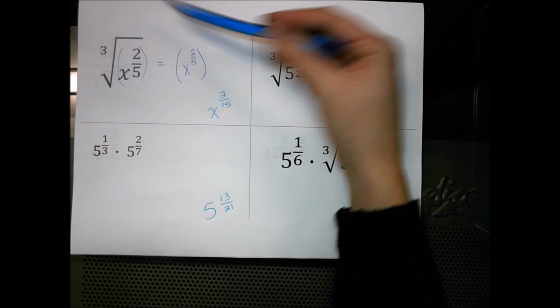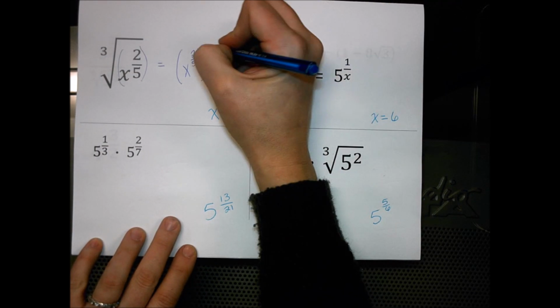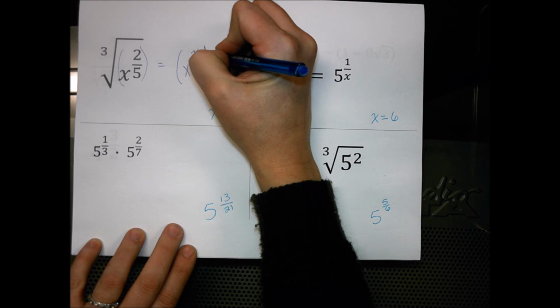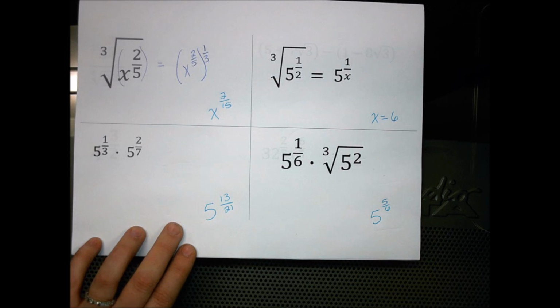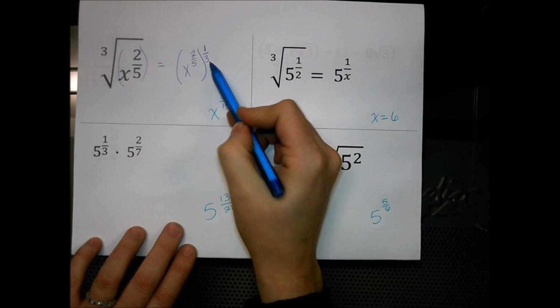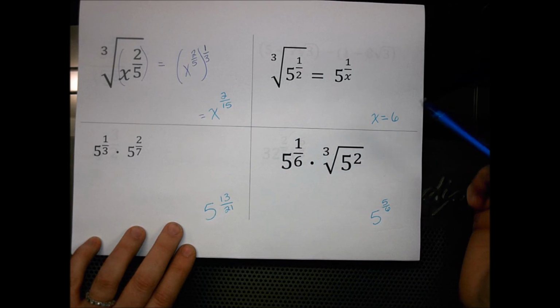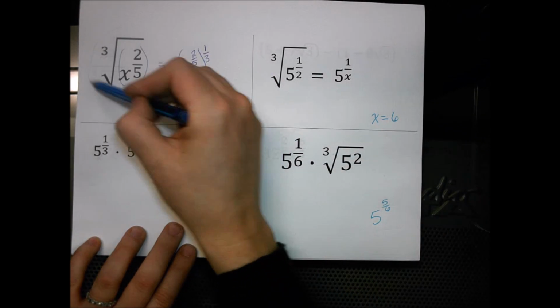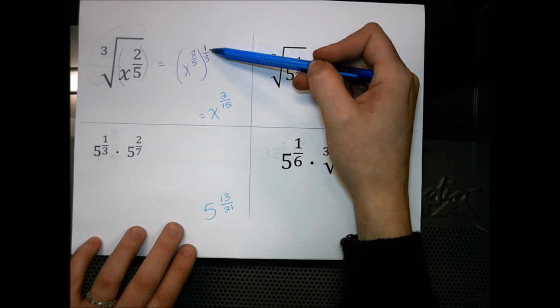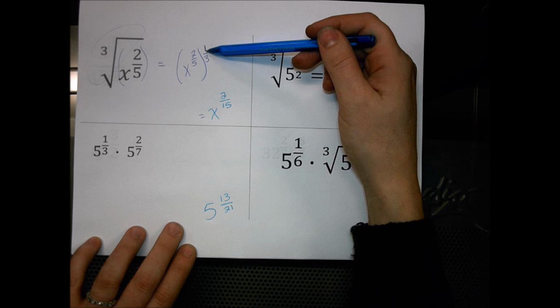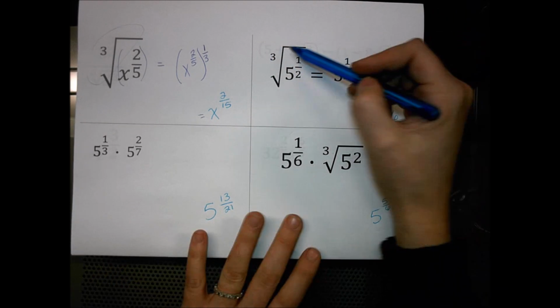The cubed root. What fraction does a cubed root equal? 1 over 3. Good. And then you multiply straight across, and you get 2 over 15. So, you might want to make a note. The cubed root equals an exponent of 1/3.